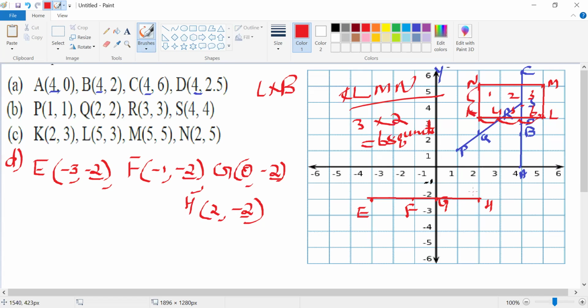Okay. So this is the introduction part of this chapter, where we covered what a quadrant is and what the signs of the x and y coordinates are in different quadrants, all those. Okay. Hope you understood it. Thank you.